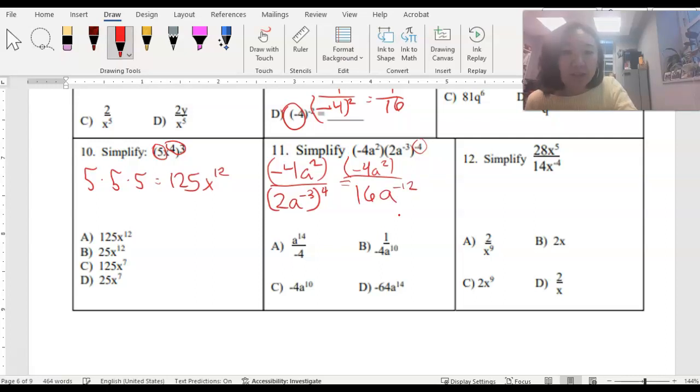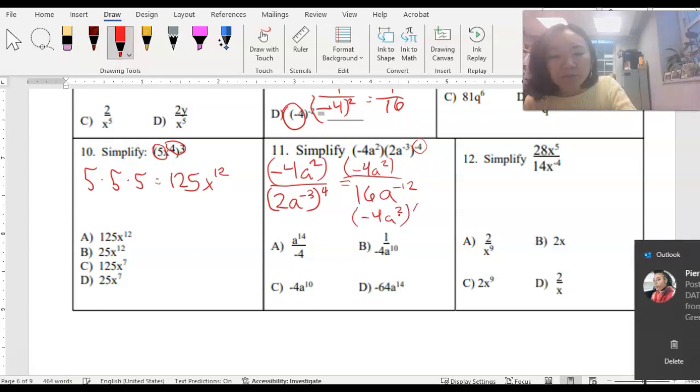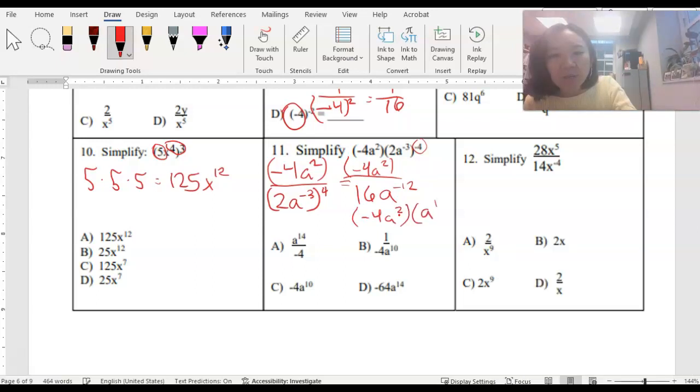So what's actually going to happen then is this negative 12 is going to go back up to the numerator. So we'll now have negative 4a squared times a to the 12th power all over 16. All right, now we're going to combine this top numerator part. Negative 4 times 1 is negative 4. A to the 2nd power times a to the 12th power is a to the 14th power, all over 16.